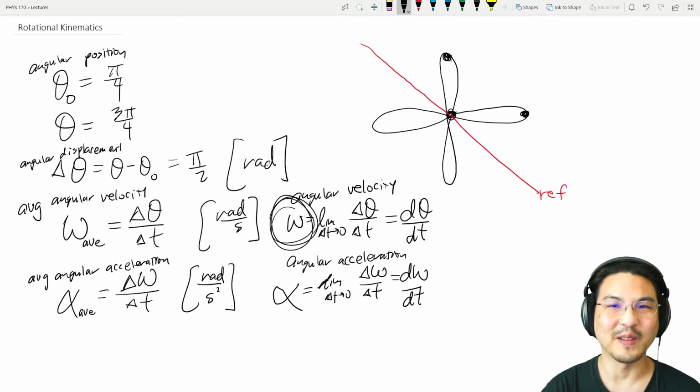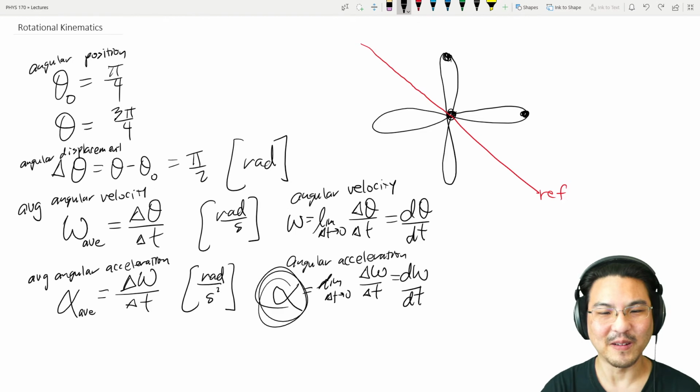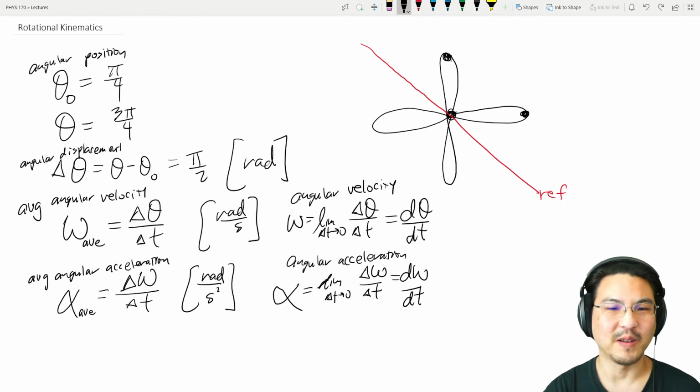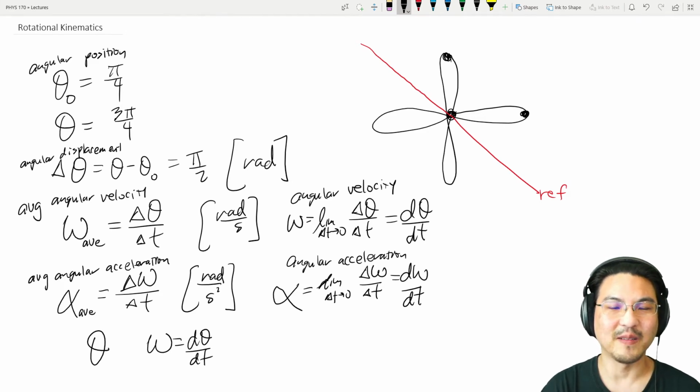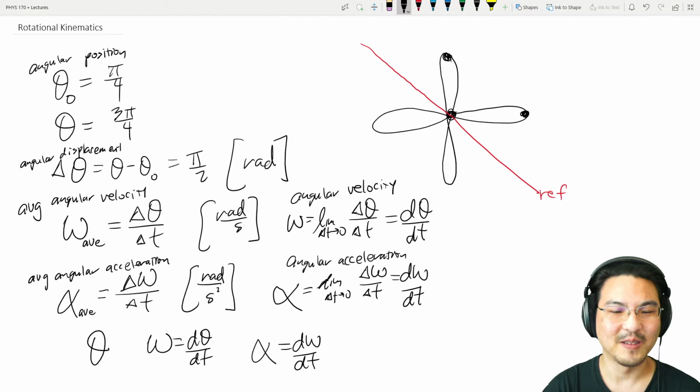And this is a Greek letter omega. This is a Greek letter alpha. So everything together, let me just rewrite it. There's angular position, theta, angular velocity, omega, which is just the time derivative, and then angular acceleration, alpha, which is the time derivative of angular velocity, right? And then since this is the derivative of this, and this is the derivative of this, angular acceleration is also the second derivative of angular position.